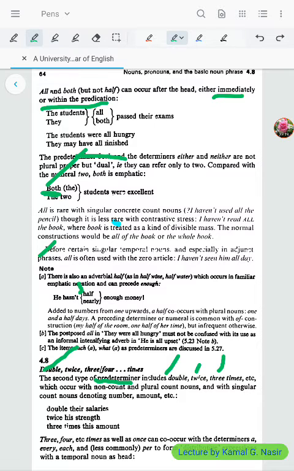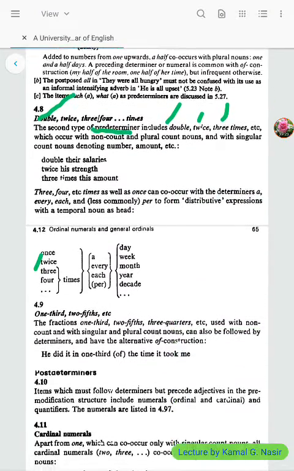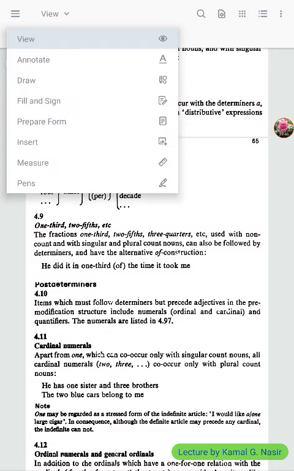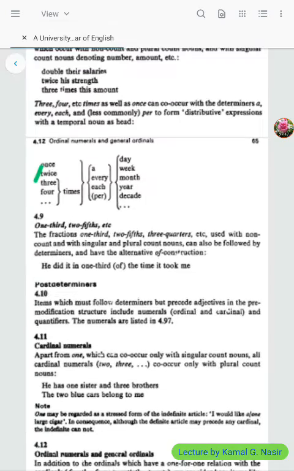Right. Then we have the examples about this. We say twice every month, three times every year. This is the second type of the predeterminers.